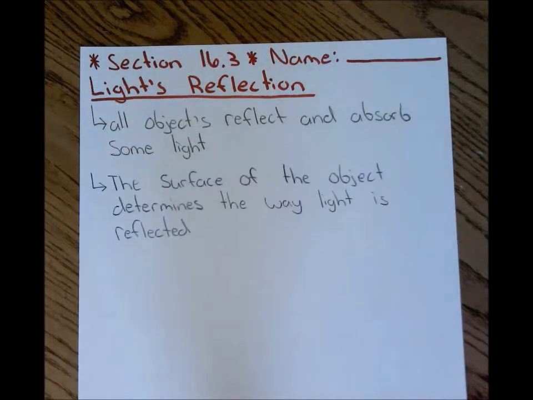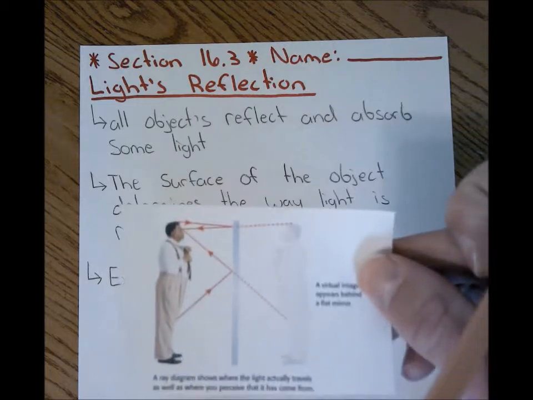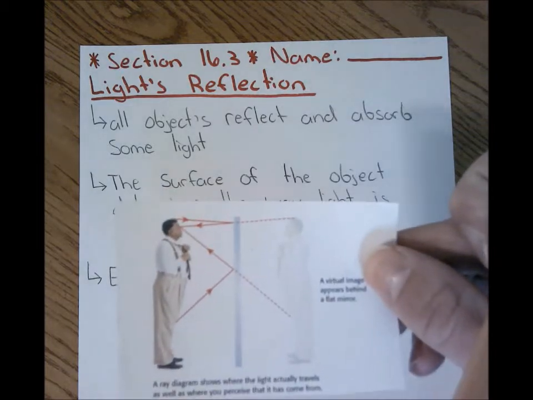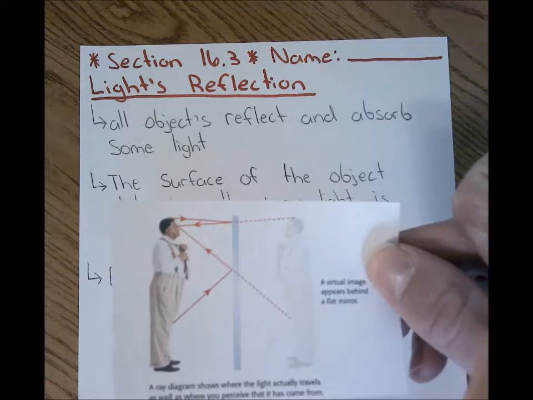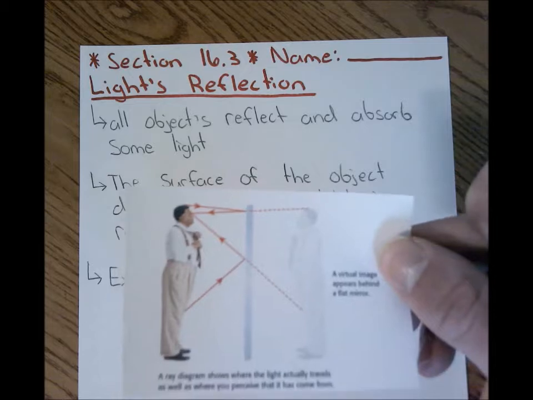To get you to the mindset of light's reflection, let's think of a simple example such as looking at yourself in the mirror. When you look at yourself in the mirror, the reflected light that you are seeing allows you to see an image of yourself. If I show you this picture here, this is a man standing in front of a mirror, and because of the light's reflection, he's able to see an image of himself.